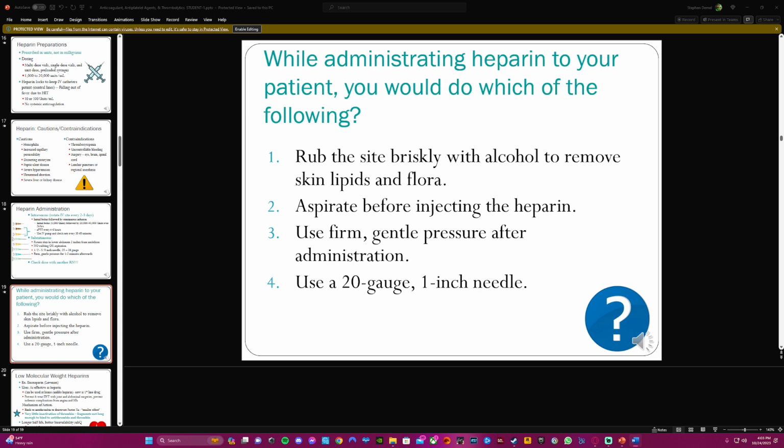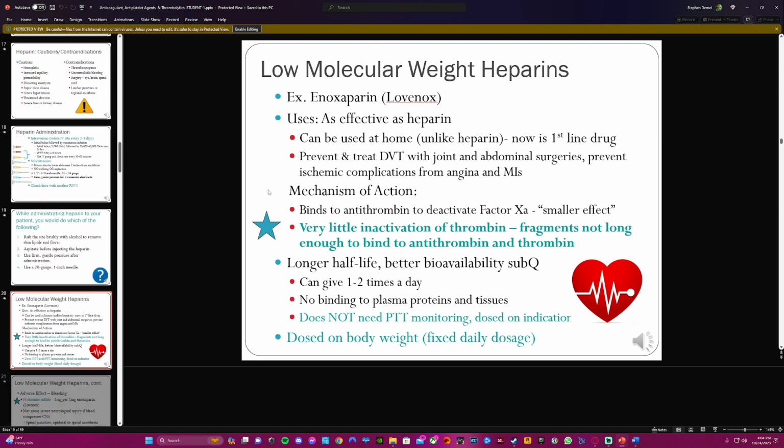to your patient, you would do which of the following? Use firm, gentle pressure after administration.